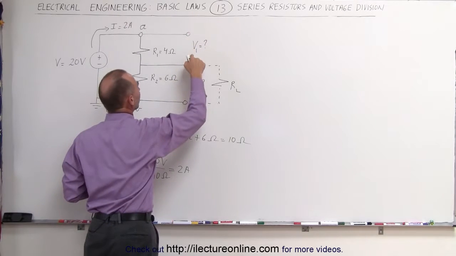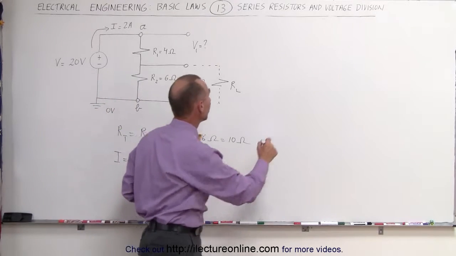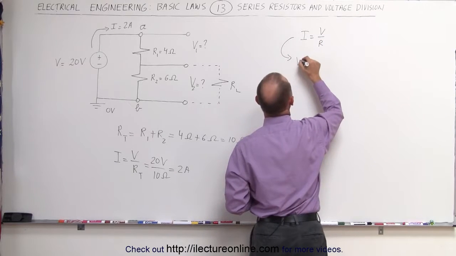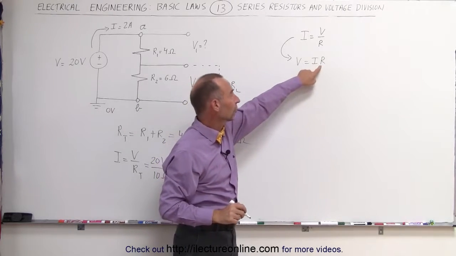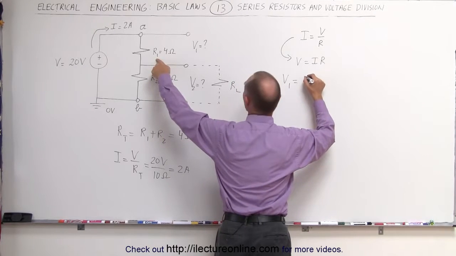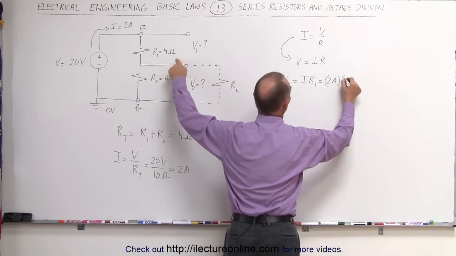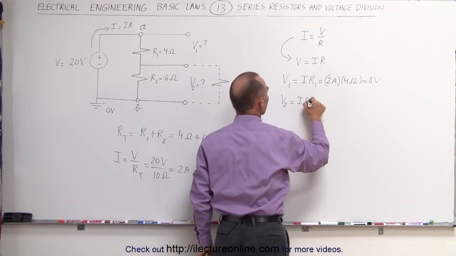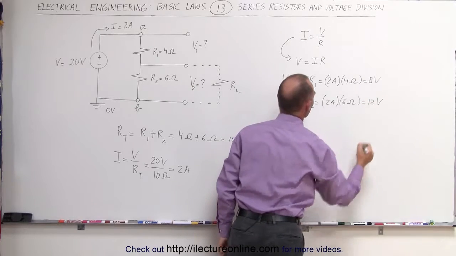Now we can find the voltage across R1 and the voltage across R2. Again, using Ohm's law, we can take I equals V over R and write it as V equals I times R. So the voltage across any resistor is simply the current through the resistor times the resistance. V1 is equal to I times R1, which is 2 amps times 4 ohms, which is 8 volts, and V2 is equal to I times R2, which is equal to 2 amps times 6 ohms, which is equal to 12 volts.